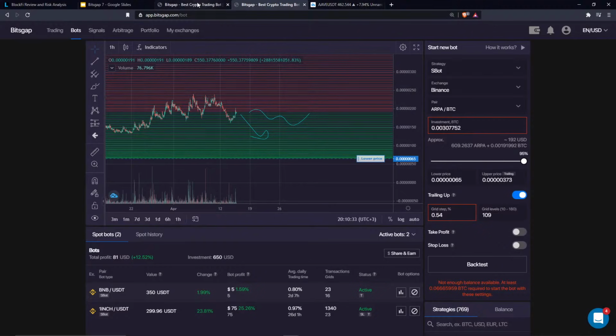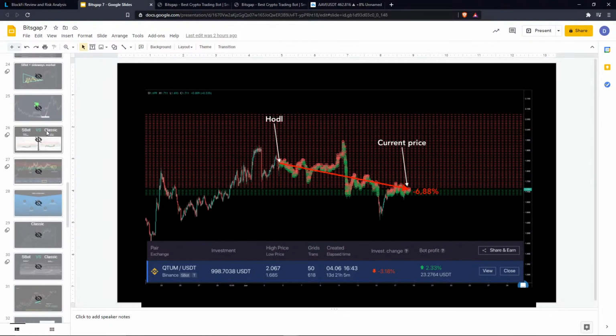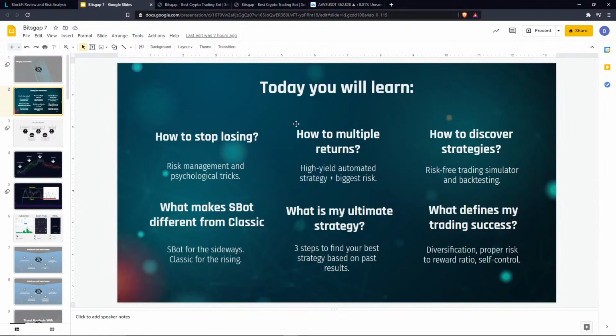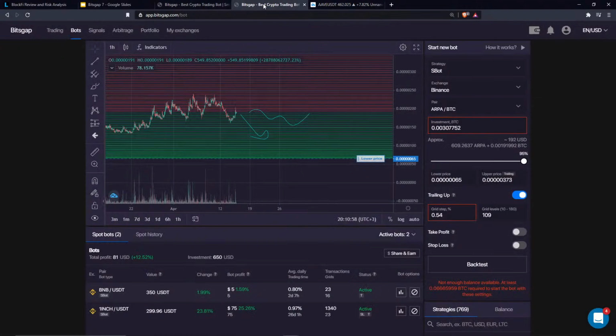So the last question that I want to answer today is how to multiply the returns. So what is the high yield strategy? Which strategy, using the combination of various tools that we have in automation and the bot strategy that we have, can bring you the most? And the answer is here.